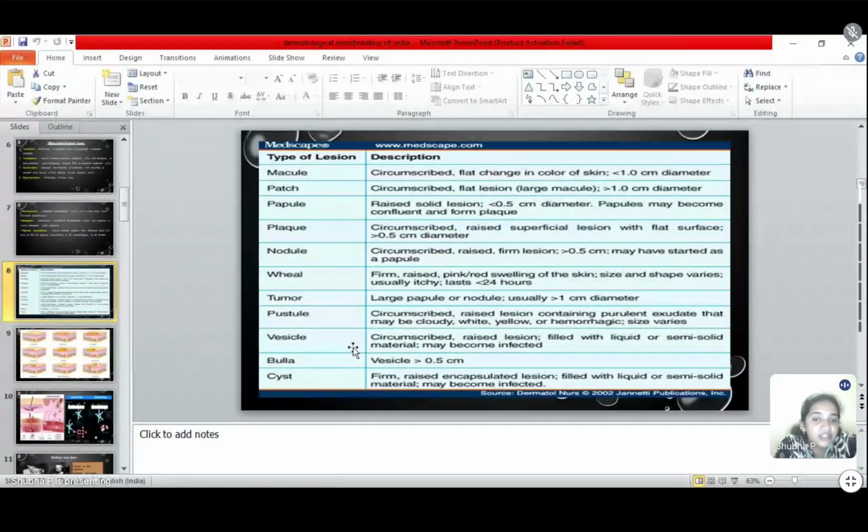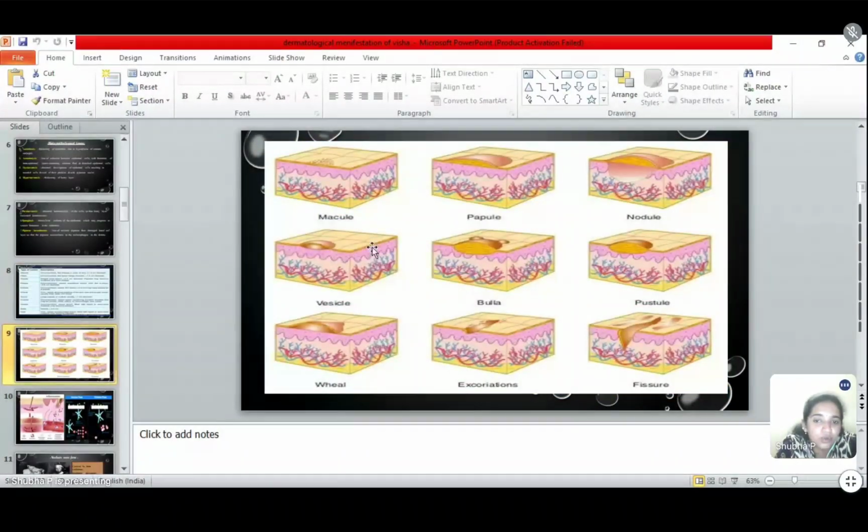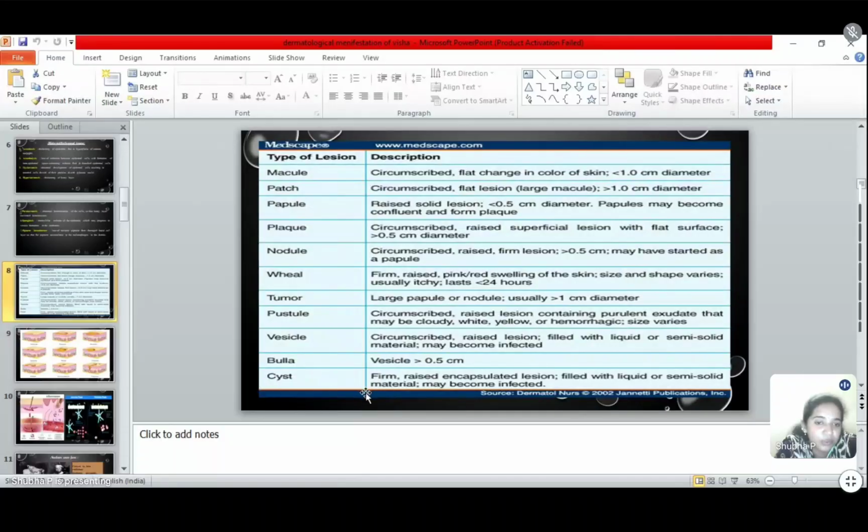Now, vesicle. A vesicle is a circumscribed raised lesion filled with liquid or semi-solid material and may become infected. A bulla is a vesicle which is greater than 0.5 centimeters, which has clear fluid in it. You see bullae. This is what a bulla is. It is like once you have a burn, you get blister-like raised lesions, right? That would be a bulla.